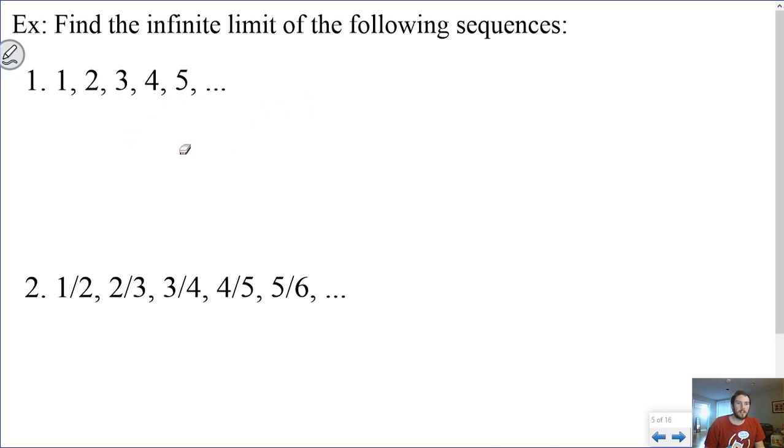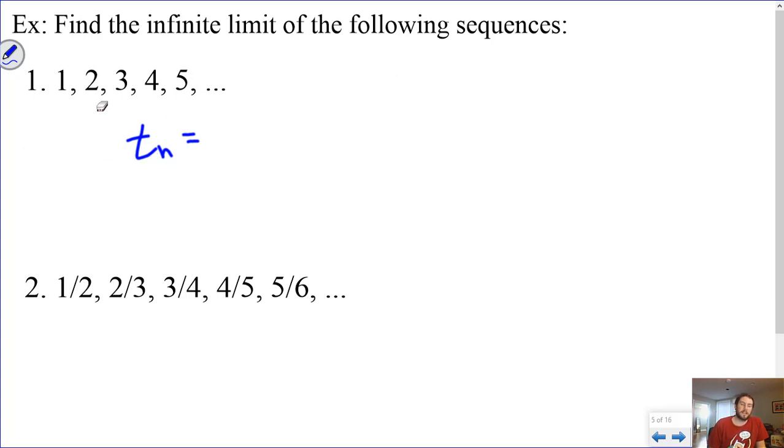Okay, so let's take a look at a couple of examples. Again, what I would suggest you do is pause the video, try them, see if you can get to an answer, and then start the video back up once you're ready to see the answer. So again, when we're trying to find the limit as this sequence approaches infinity, write the general term. What is Tn? And it might be arithmetic, it might be geometric, it might be something else.